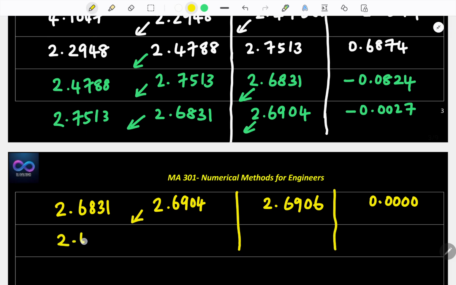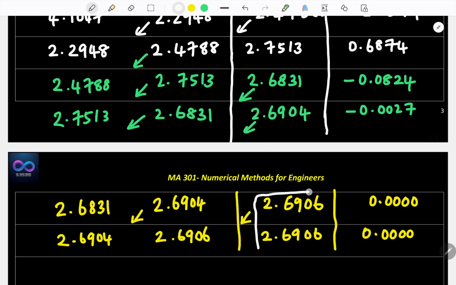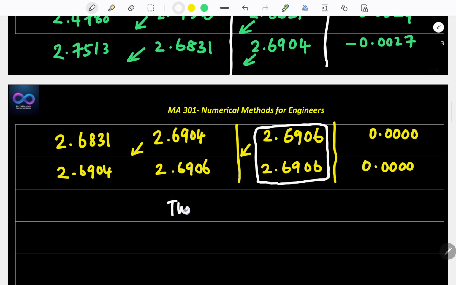So next is 2.6904. Take this one, 2.6906. Wow. 2.6904, 2.6906, press equal. 2.6906. Wow, fantastic. So 0.0000. So these two values are same. So we can stop it. So therefore the root is equal to how much? 2.6906. How can I check in this calculator, teacher?